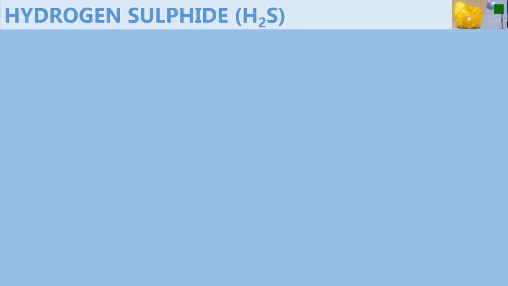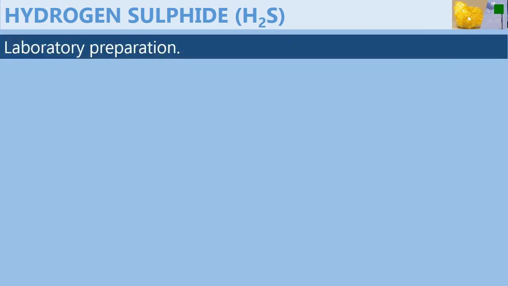Another important compound of sulfur is hydrogen sulphide. Hydrogen sulphide is a gaseous compound of sulfur and is very poisonous. It naturally occurs in some deposits mixed with natural gas.